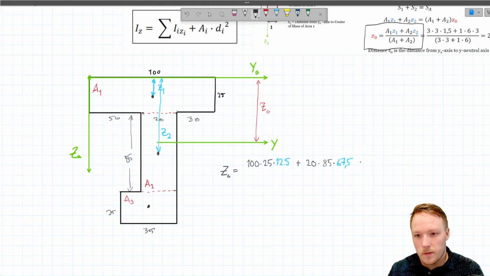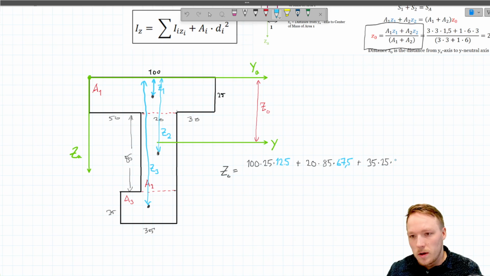And then finally we do the same thing for area number 3. The width is 35, the height is 25, times the distance from the center point of area 3 to the top surface there. And this will be 122.5.